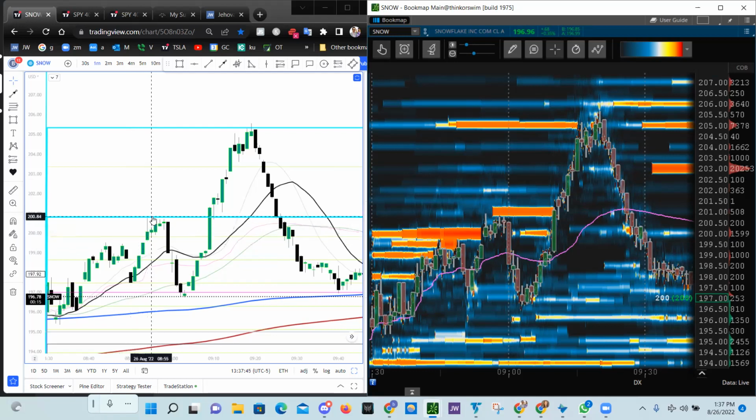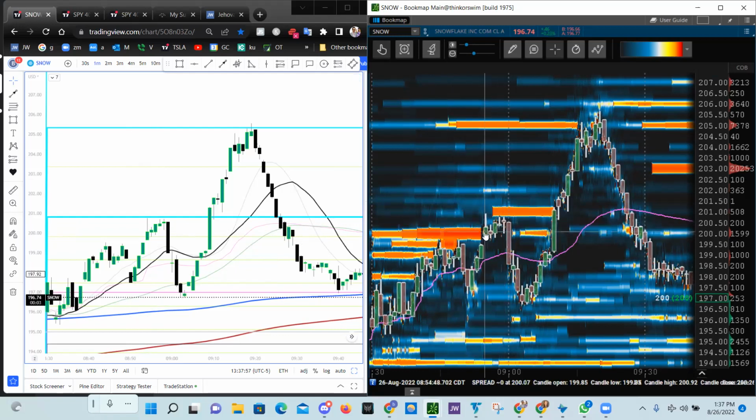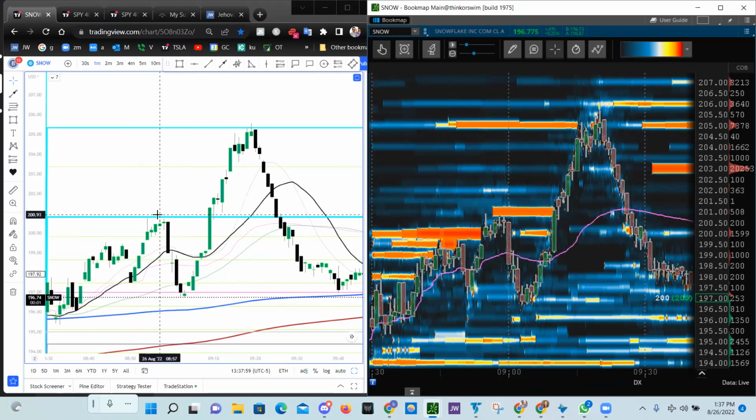So with that said, $200.84 was right around our first key algo level. Now we know there's going to be major buying and selling at algo. In the same way with liquidity, there's major buying and selling at these levels. So we see that this one pushes right up to the algo, and then we get our dump.